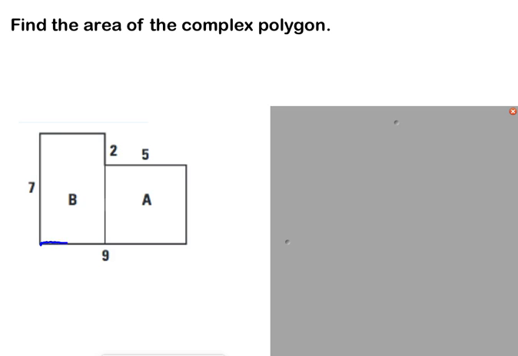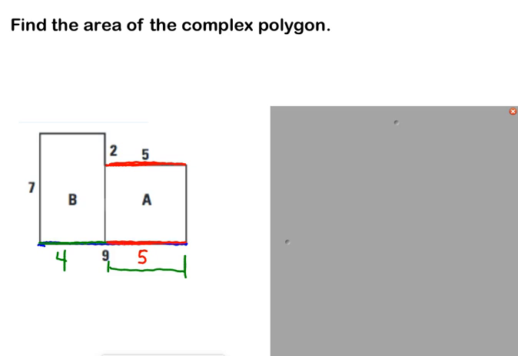So let's think about this. This whole length down here is 9, okay? But I know up to here is 5. So that means this length down here would also be 5. Well, what's left of our 9 if up to here is 5? Or just simply subtract, right? What's 9 minus 5? 4. So now I know from here to here is 4.